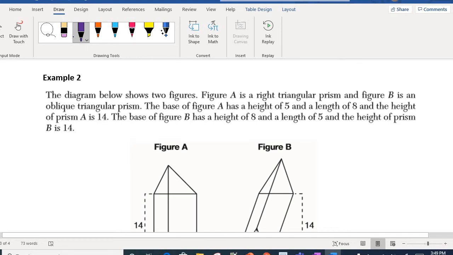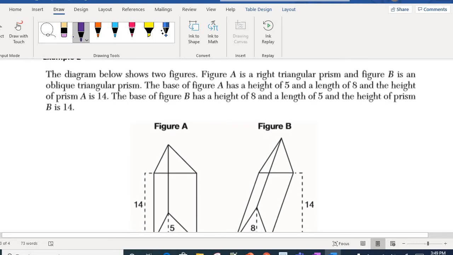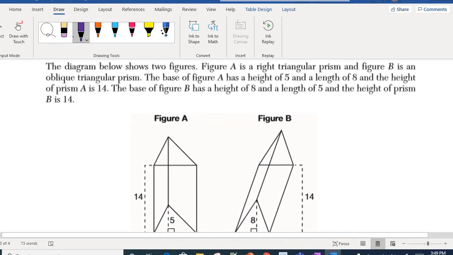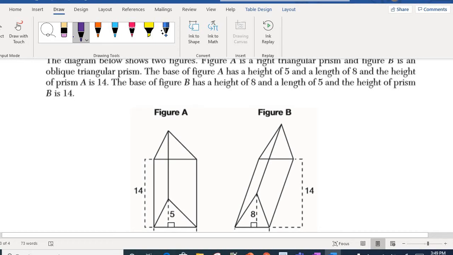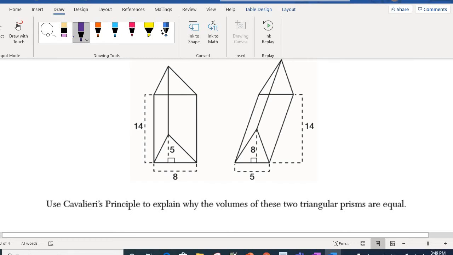All right, example 2. The diagram below shows two figures. Figure A is a right triangular prism, and figure B is an oblique triangular prism. The base figure of A has a height of 5 and a length of 8, and the height of prism A is 14. The base of figure B has a height of 8 and a length of 5, and the height is 14. It says use Cavalieri's principle to explain why these two volumes are equal.